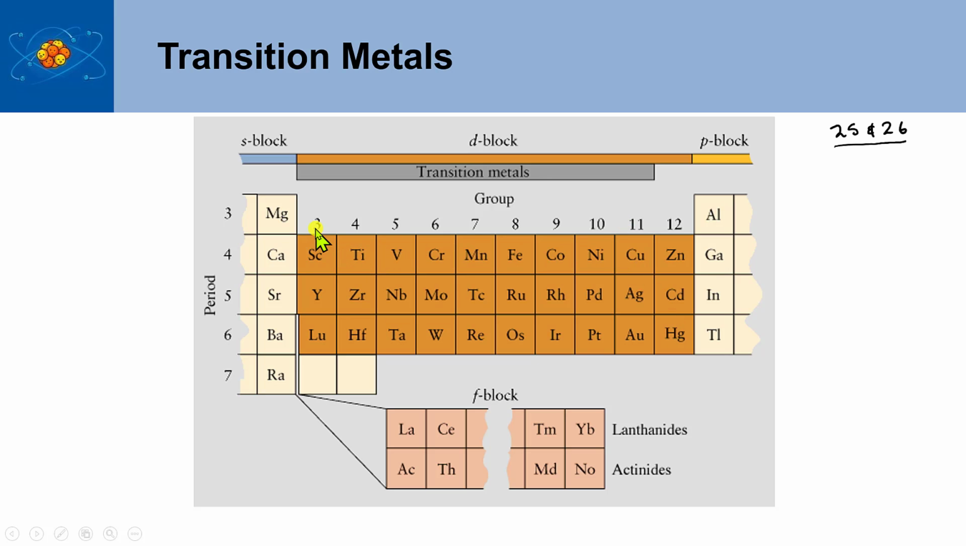Now, they're labeled on this diagram 3, 4, 5, 6, 7, 8, 9, 10, 11, 12. That's the newer version, but I much prefer to call this 3B. This is 4B. This is 5B. And you can do Roman numerals, but I'll just try to stick with it like this. 5B, 6B, right? And you can see how that matches the headings.